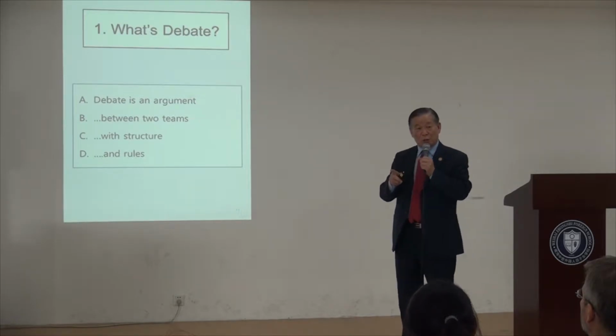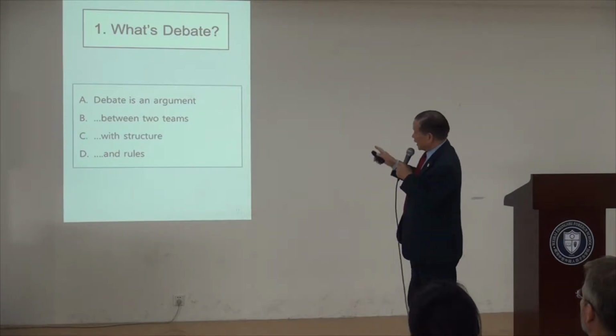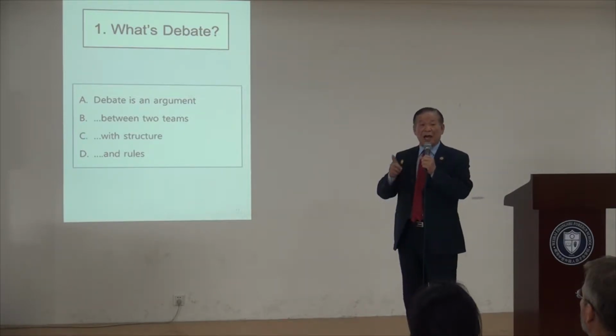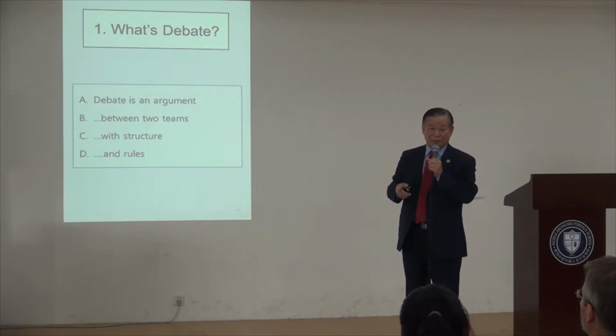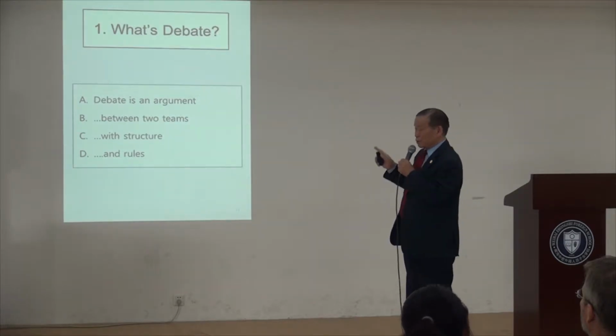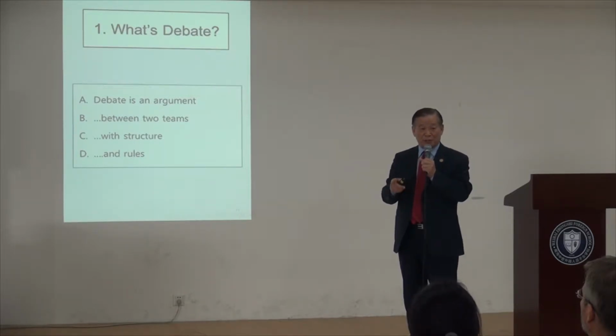One team you call the affirmative team, for the topic. The negative team is against the topic. Divided into two teams, affirmative and negative teams. In other words, pros and cons teams: pros are affirmative, cons are negative.